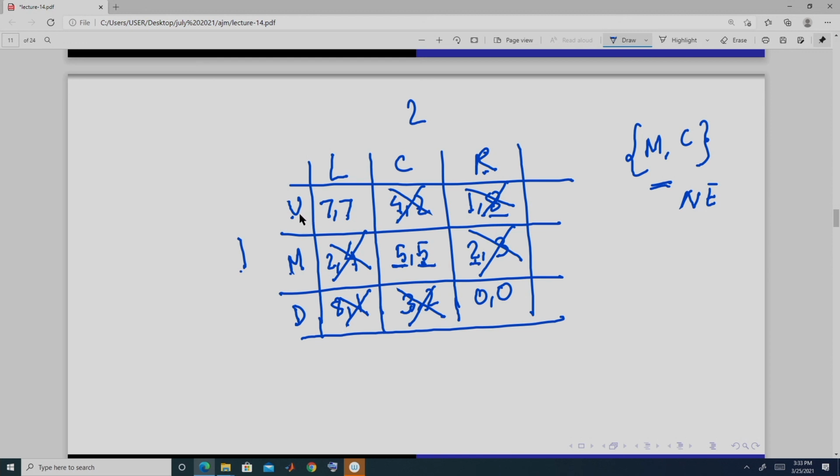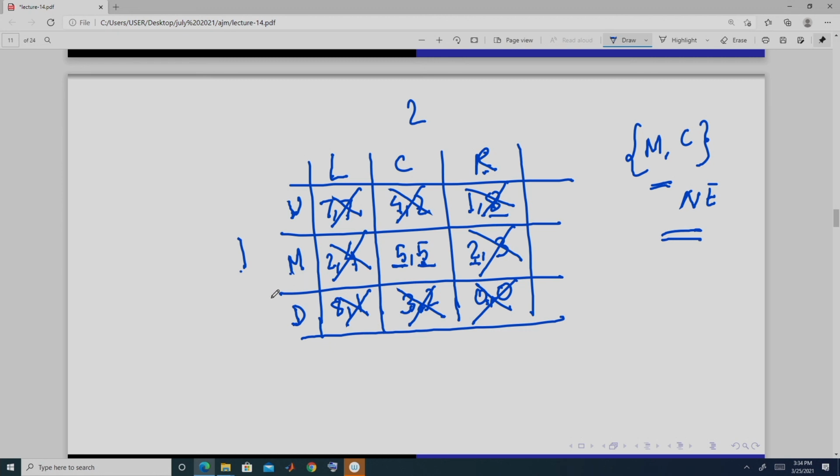If player 1 chooses U, we know already it is choosing this. So, this is not a Nash equilibrium, because at UL there is a tendency for player 2 to deviate from L to R if player 1 chooses U. Here, this is again not a Nash equilibrium. Why? Because if player 1 chooses D, player 2 has a tendency to deviate from this outcome and it will choose C. So, there is a unique Nash equilibrium, and that is MC. Player 1 is always going to choose M and player 2 is going to choose C.